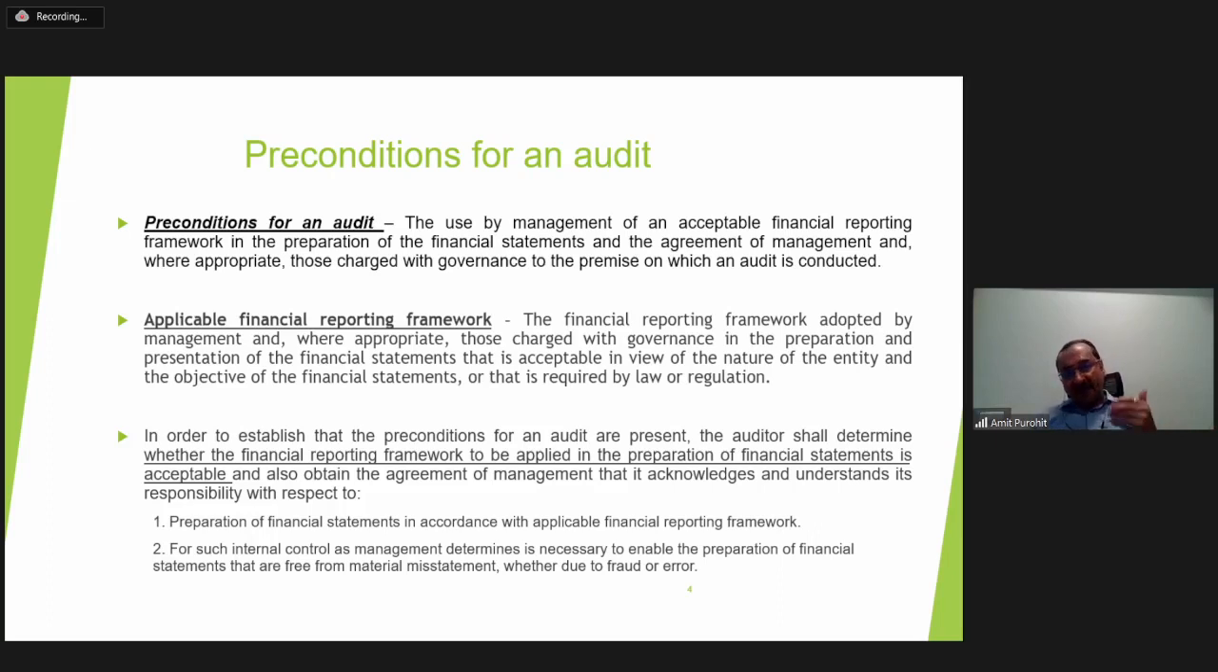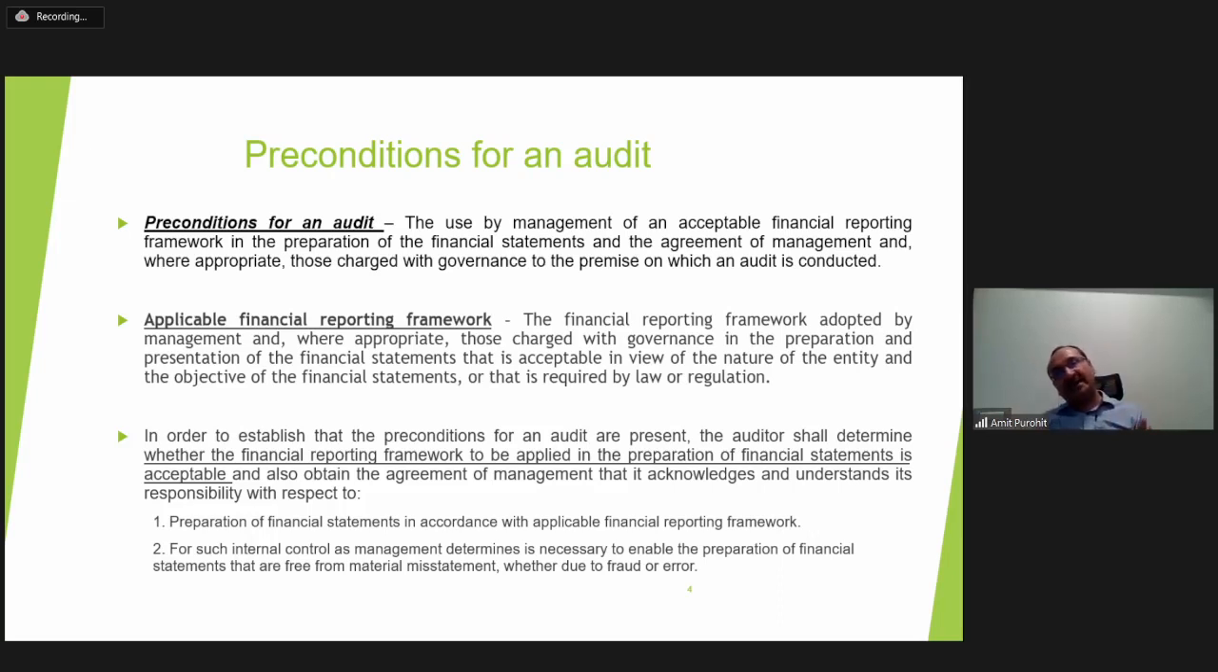Now, friends, if you see SA 200, it defines applicable financial reporting framework, and it says that the financial reporting framework adopted by the management and where appropriate, those charged with the governance in preparation and presentation of the financial statements that is acceptable in view of the nature of the entity and the objective of the financial statements or that is required by the law or regulation. So friends, this acceptable financial reporting framework depends on many factors like the nature of the entity, whether the entity is a corporate or a company or LLP or a partnership firm, whether there is any regulation which specifies the financial reporting framework or not.